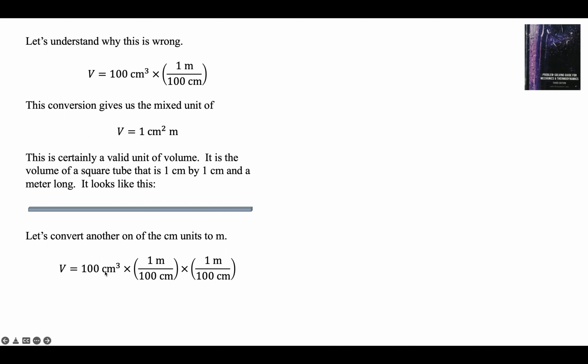What does this look like? The units are meters squared centimeters. You get rid of 2 of the centimeters, but there's still one more on the top. The number is 0.01. We have 100 divided by 100 divided by 100. So it's 0.01 meters squared centimeters. That's 100 cc's.